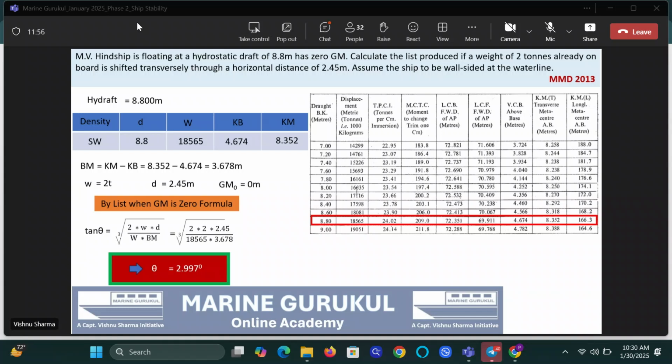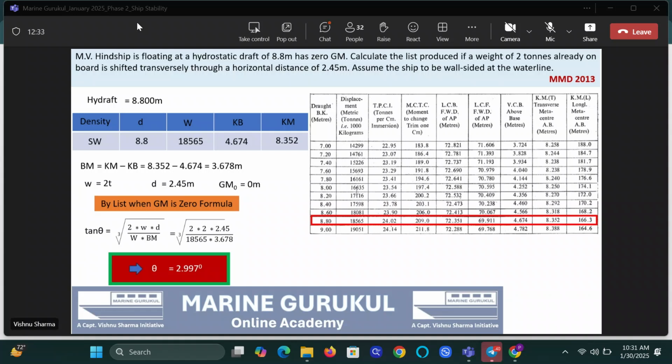Guys, if I wanted, I could have closed this topic here because there's only one MMD question where GM is 0. But I'll also take you through some of my own interpretation of this, and you should be careful because tomorrow, if I have to set a paper and test you on this, I will not say GM is 0. I'll give you a question and say find list. And what will you do? Initially, you'll start calculating GM initial with GM fluid. And if you get GM fluid as 0, then you will use this formula.